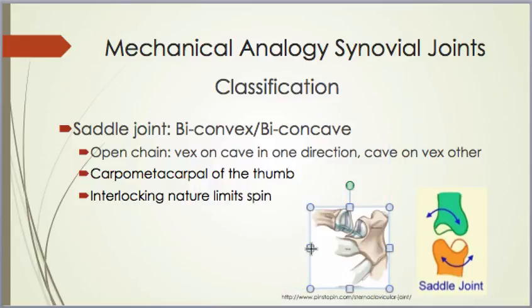Another example we talked about before is the carpometacarpal joint of the thumb. Those are the 2 primary saddle joints in our bodies.